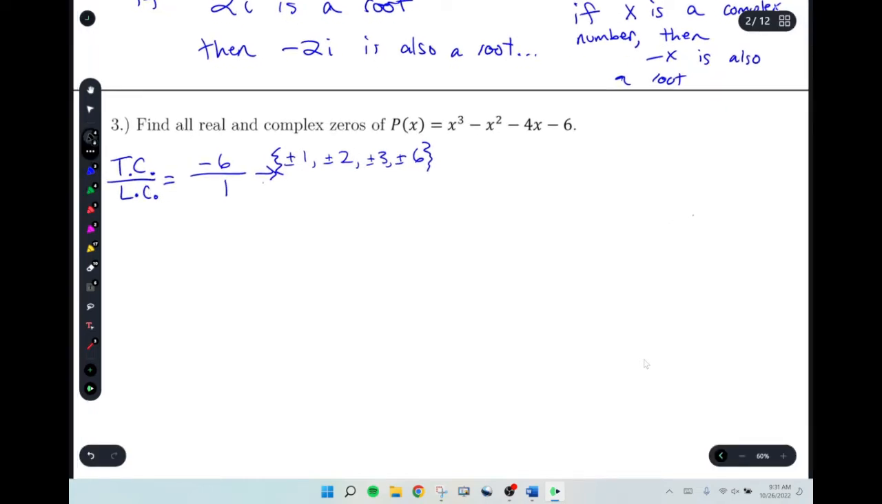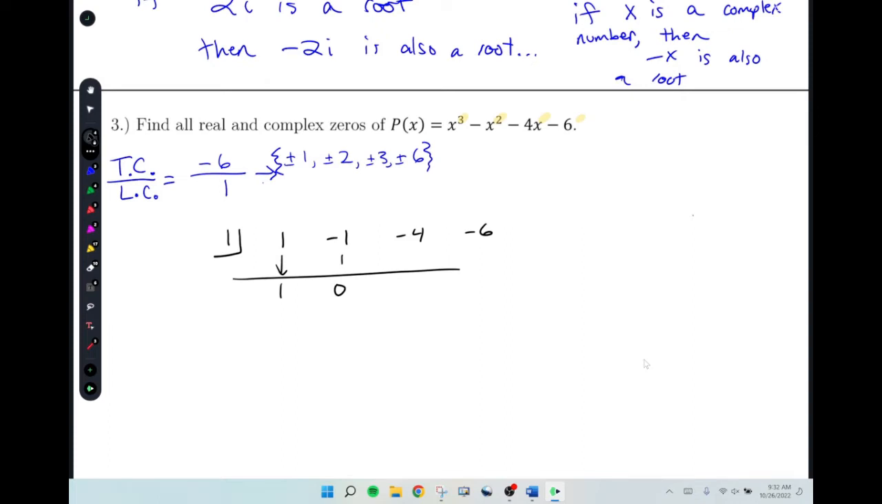Always try 1 first, right? 1, backwards L. Check and see. I have 3, 2, 1, 0. We're good to go, right? That was me checking to see if we're missing anything up there. We're not missing any exponents. So 1, -1, -4, -6. Drop the 1, 1, 0. This is where I'm going to make a mistake. Hang on, I got to go slower.